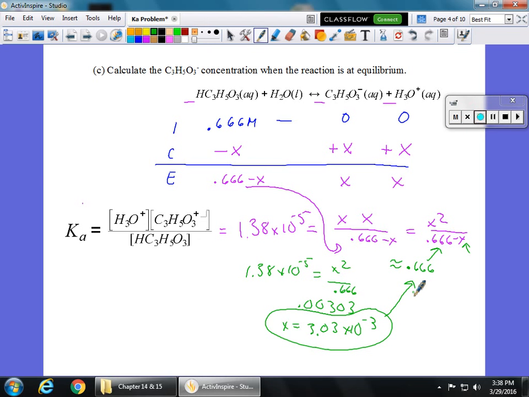So I'm going to stop there. This is how we find our X. And in part 2, I'll come back and talk about the pH and the percent dissociation. So this X value is going to be our concentration of the conjugate base in this part. And I'll be back with the rest in part 2.